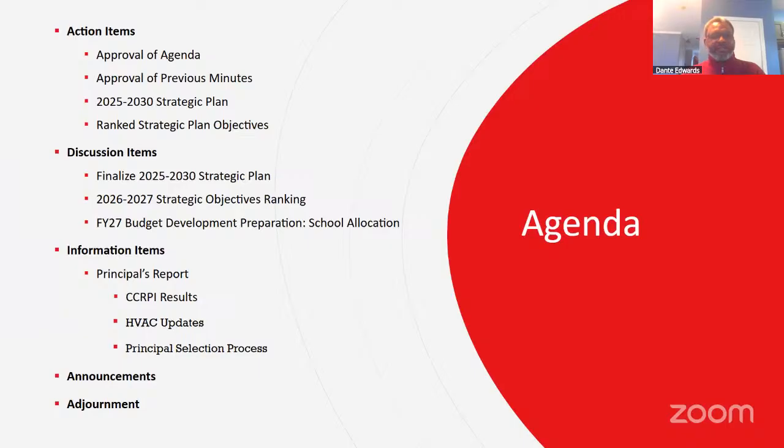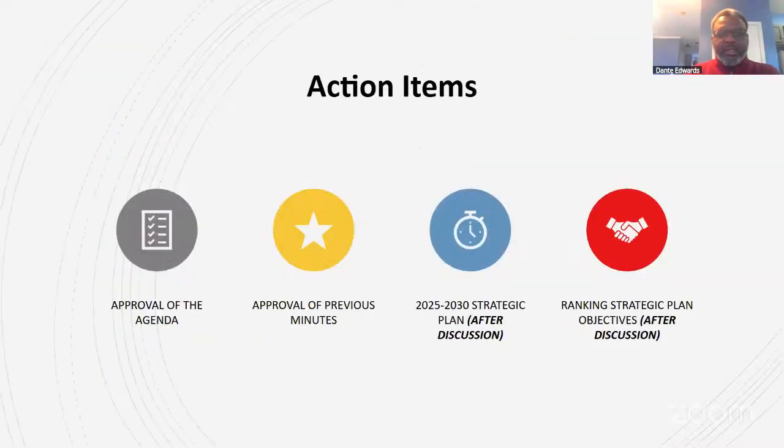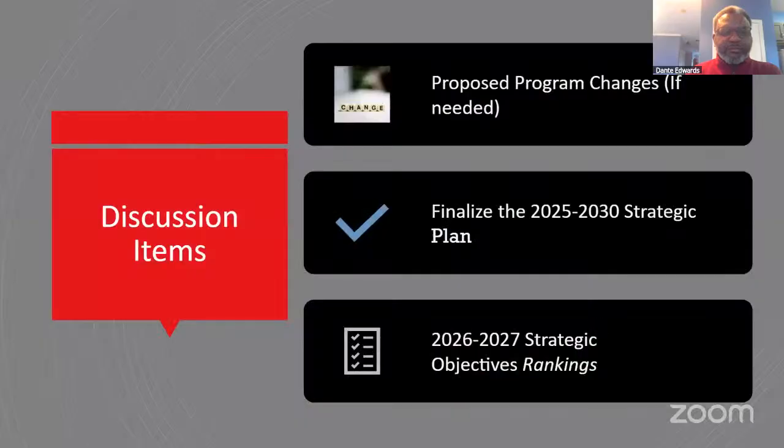So this is the agenda that Gene just spoke of, and we'll go through this as printed. And so this is where we are in terms of our action items. Our biggest goal tonight is to finalize the strategic plan and then rank our objectives.